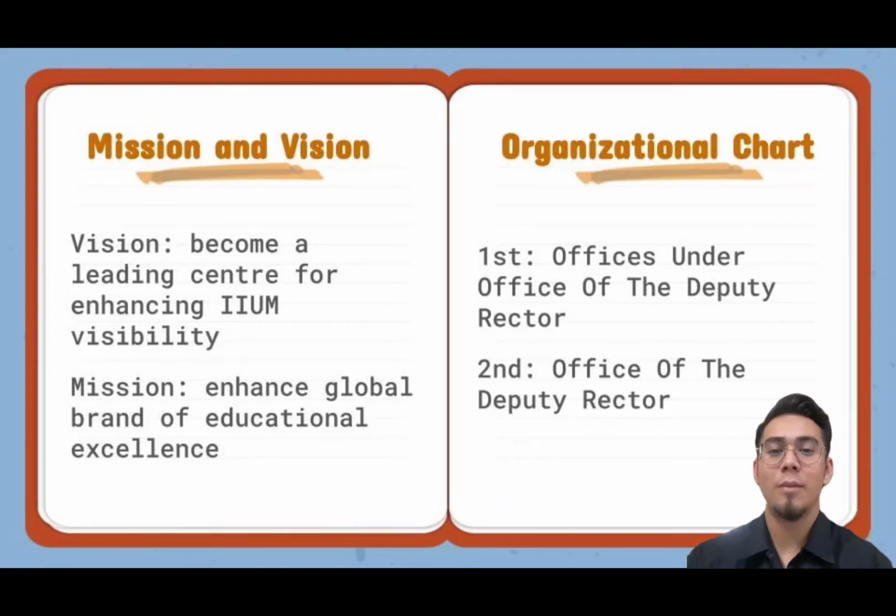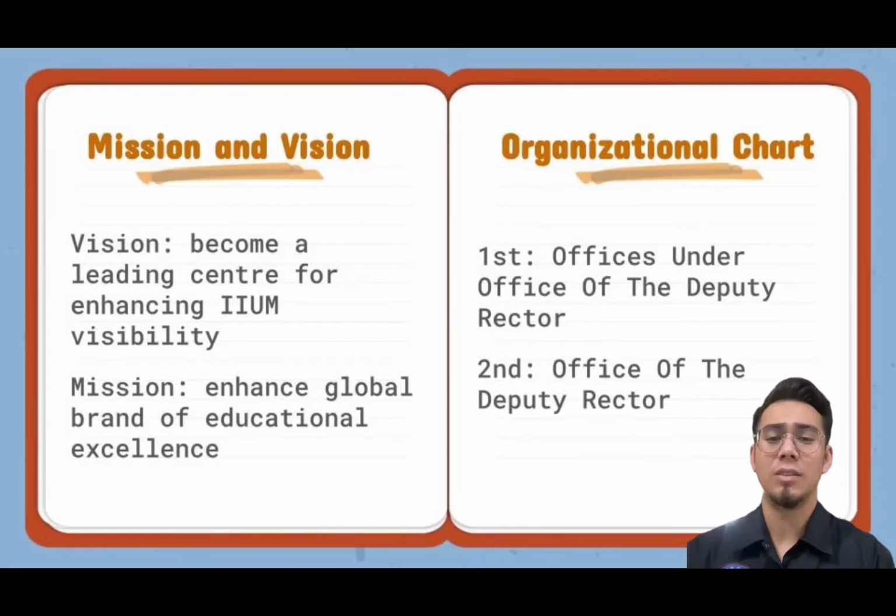For the IIUM organizational chart, there are 2 separate charts. The first one is officers under the office of the Deputy Rector, led by Emeritus Professor Tan Sri Datuk Zulkifli bin Abdul Razak as the Rector of IIUM. The Deputy Rector is Professor Dr. Nur Faridah binti Abdul Manaf, and there are 4 main offices: International Institute for Muslim Unity, Office of International Affairs, Office of Administration and Scholarship, and Office of International Promotion and Marketing Unit.